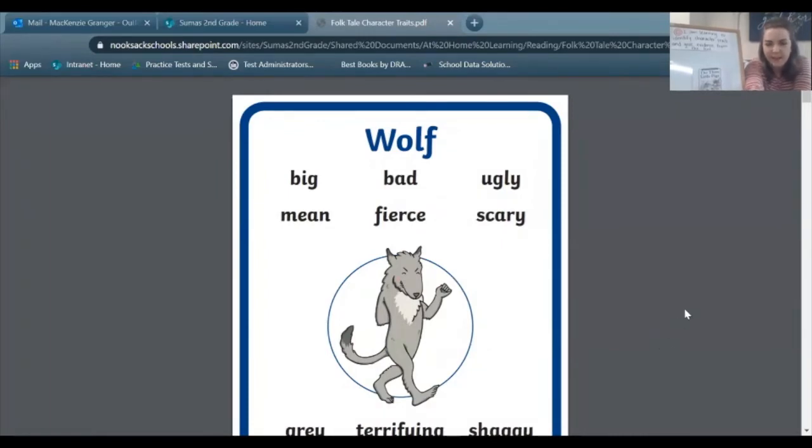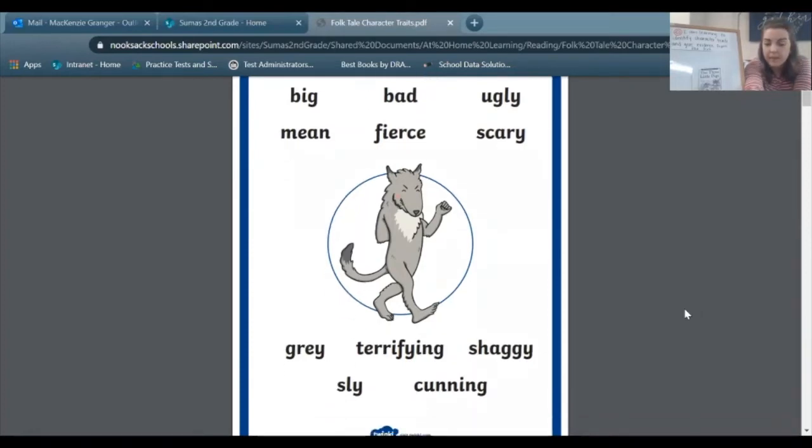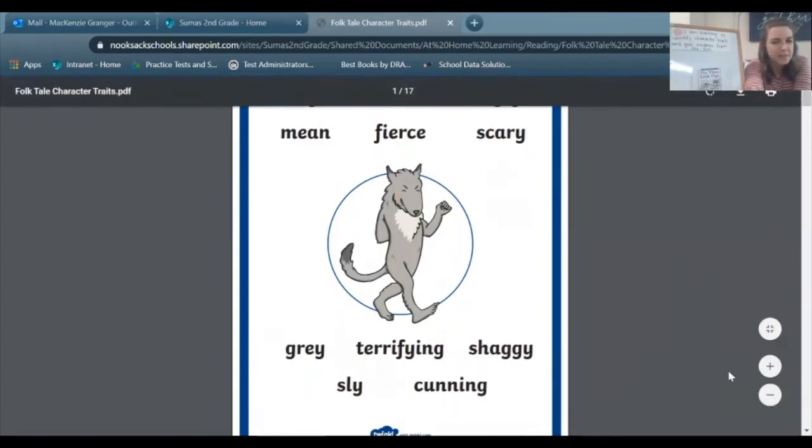All right, here we have the wolf. We could say that the wolf is big, that he's bad, ugly. That might be an outside character trait. He's mean, he's fierce, scary. Gray would probably be another outside character trait. Terrifying, sly, cunning. Ooh, lots of good words to describe the wolf.